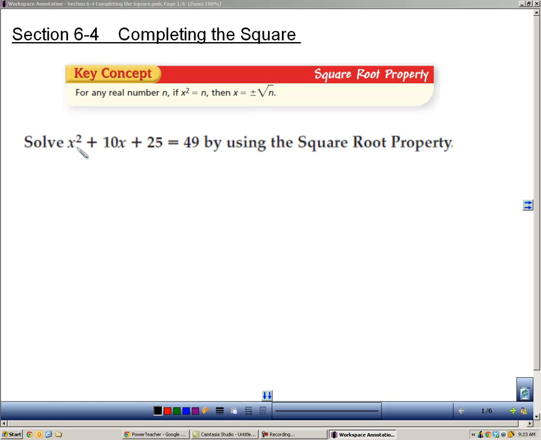Here's an example. x squared plus 10x plus 25, that's a perfect square trinomial, which means it comes from an (x plus 5) squared equals 49. The reason this is helpful is because we have a binomial squared, so we can take the square root of both sides. We don't have to worry about setting it equal to 0. We can cancel the square and the square root, leaving x plus 5 equals plus or minus 7. Because remember, when you introduce a square root, you've got to introduce a plus or minus in front of the square root. And because the square root of 49 is 7, it's positive or negative 7.